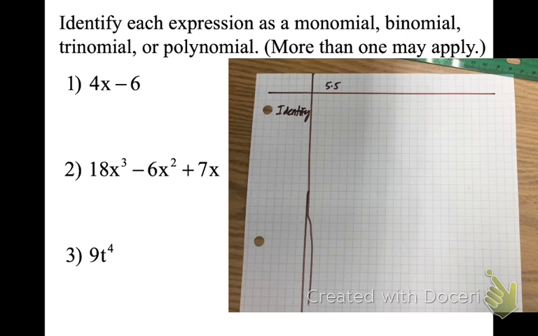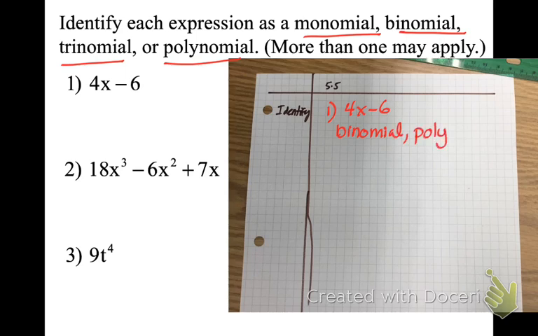So, notice the directions. It says identify each expression as a monomial, binomial, trinomial, or polynomial. More than one may apply. So you are going to identify. So I'm going to put number 1 here, and I'm writing 4x minus 6. You write the actual problem. Now tell me, is this a monomial, binomial, trinomial, polynomial? Let's go with Mason. It's a binomial. Is there anything else that applies? Yes. What else, Gideon? Polynomial. And polynomial. You can abbreviate.